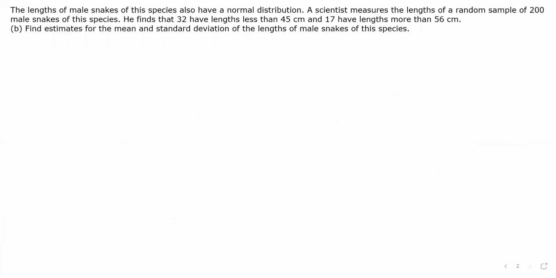Part B: the lengths of male snakes also have a normal distribution. So instead of looking at females, we look at males now. And let's say we denote this random variable by Y.